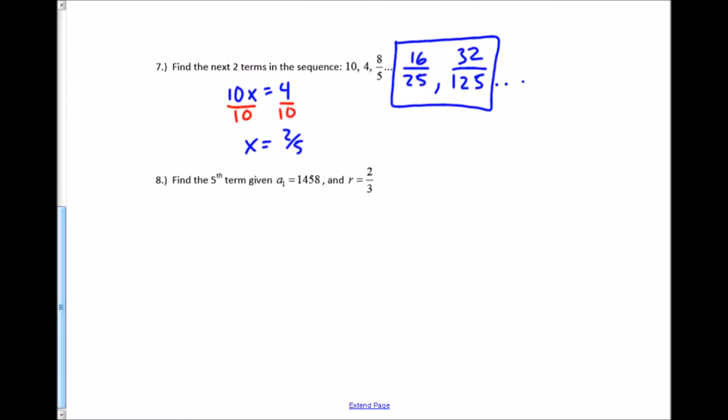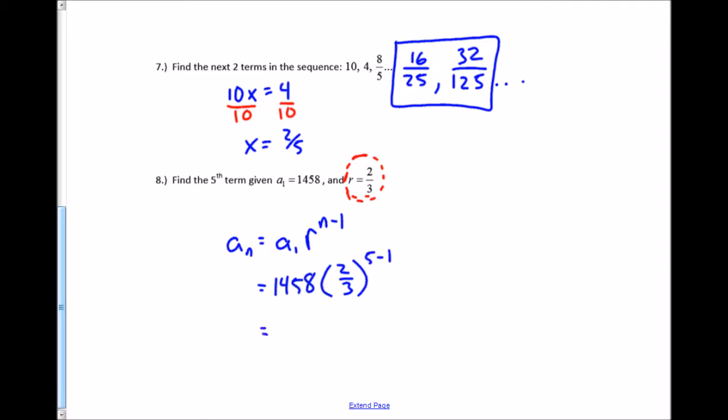Okay. This one asked me to find the 5th term, and notice right away that it gives me an r value here. Since it gives me an r value, that tells me that this is a geometric series. So I'm doing a sub n equals a sub 1 times r to the n minus 1. And I just plug in what I know. I know that a sub 1 is 1458. I know that the r value is 2/3, and it's raised to the n minus 1. N this time is 5, so I do 5 minus 1.